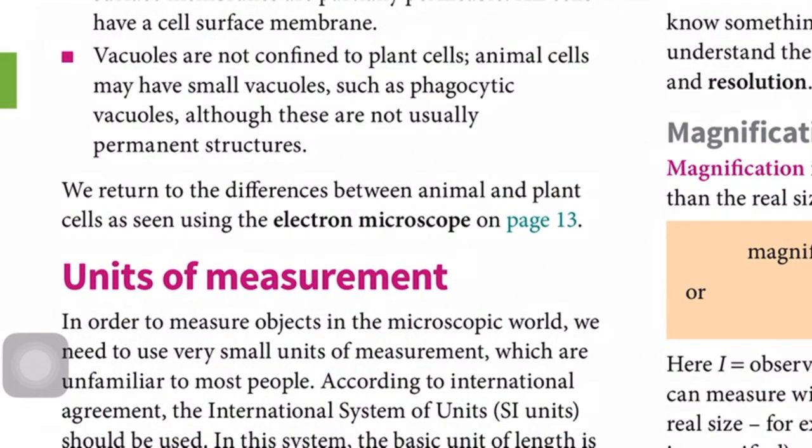Vacuoles are not confined to plant cells. Animal cells may have small vacuoles, such as phagocytotic vacuoles, although these are usually not permanent structures. It's not like only plant cells have a big permanent vacuole. Animal cells may have small temporary vacuoles caused by reactions like phagocytosis. We will look at phagocytosis in a later chapter on the immune response. Okay, so return to the differences between animal and plant cells as seen using the light microscope on page 13.